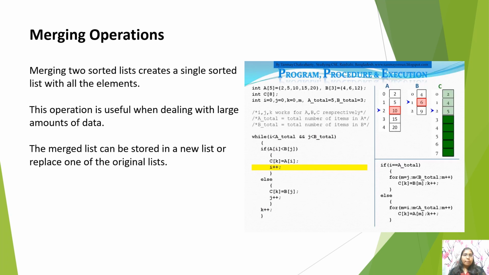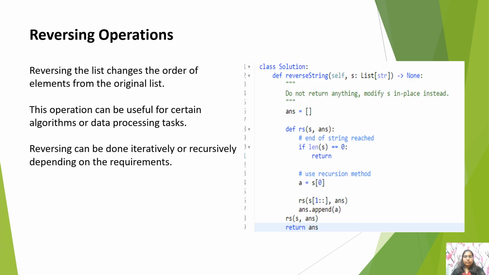Merging operations. Merging two sorted lists creates a single sorted list with all the elements. This operation is useful when dealing with a large amount of data. The merged list can be stored in a new list or replace one of the original lists.